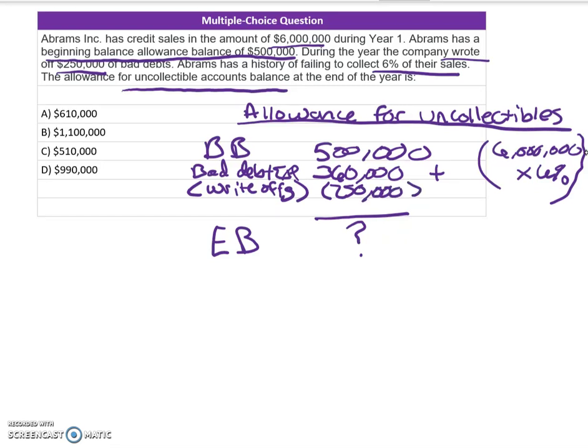And now it's just simple math. 500 plus 360 less 250 is 610,000. A is correct.